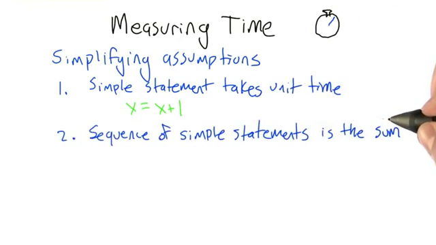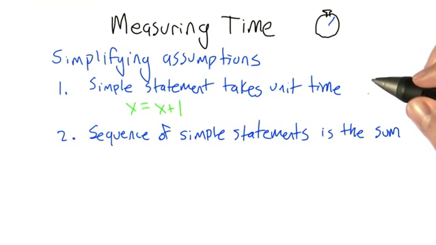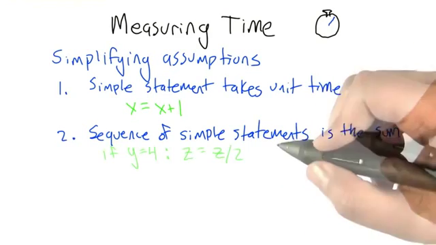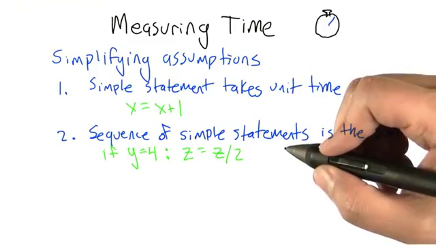The second simplifying assumption we'll make is that the time it takes to execute a pair of statements, or 3 statements, or 10 statements in sequence is the sum of the times that it takes to execute each of the individual statements. So this ignores a lot of issues that go on in the architecture of the computer, things like pipelining and caching, that make this actually not true in practice, but we're going to hope that it's a good enough approximation of reality.